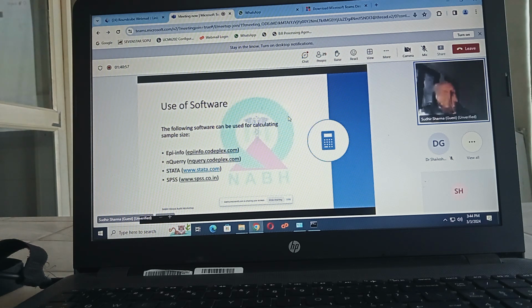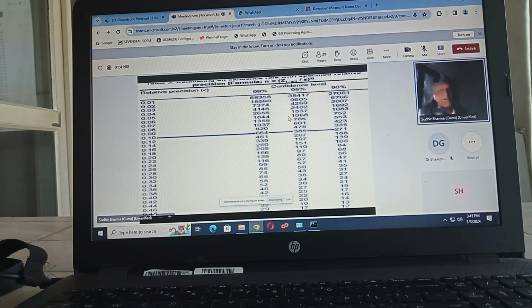Now, there are ready-made tables like this available on the net. We just pick up any table.